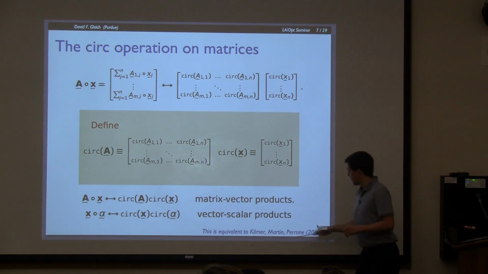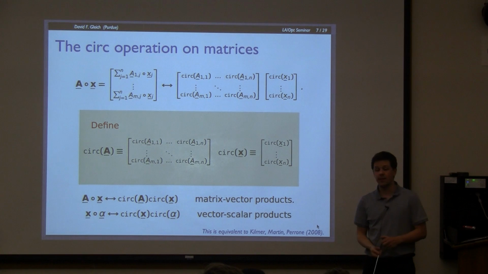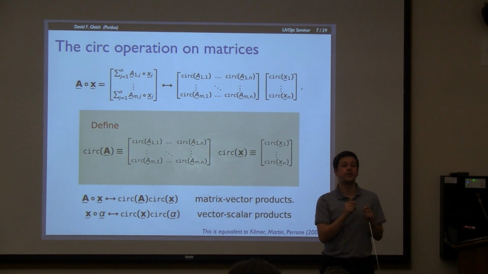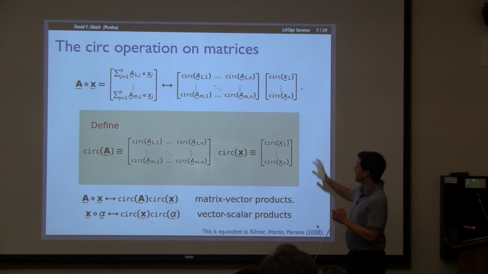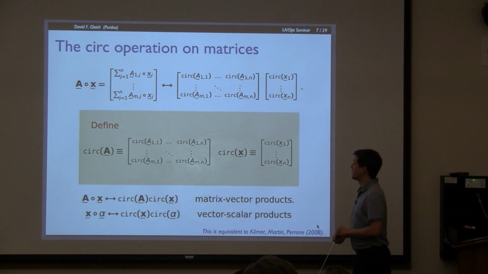This is equivalent to what Kilmer, Martin, and Perrone had done back in their paper. They did this all for a slight permutation of these matrices. So they did it a little bit differently than this, but it's equivalent up to a permutation of what they had done.